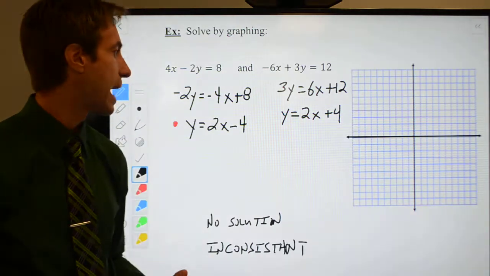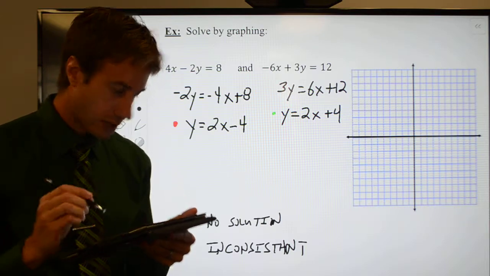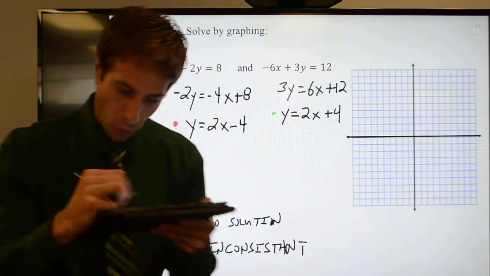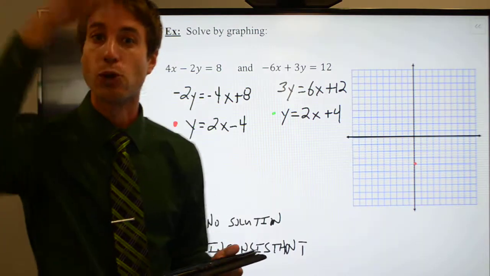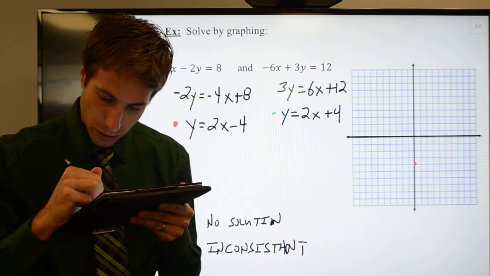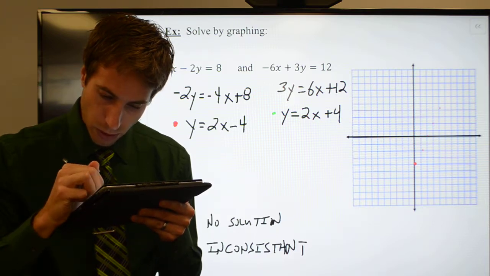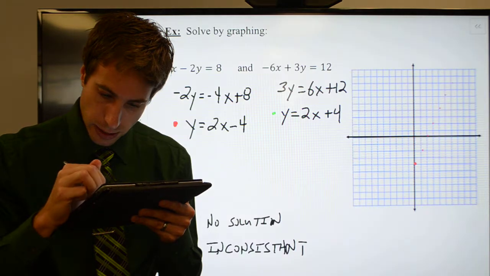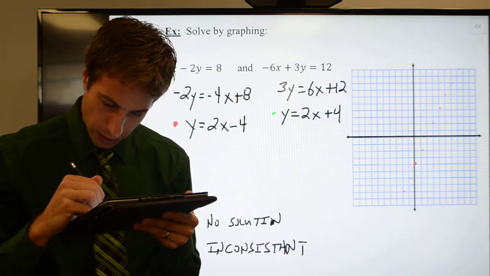Awesome. Well, let's just go ahead and graph these. Why not? I'll do this one in green. Let's throw these bad boys up there. Negative 4. 1, 2, 3, 4. Awesome. My slope is 2, so rise of 2, run of 1. Up 2 over 1. Up 2 over 1. Up 2 over 1. Up 2 over 1. Down 2 and back 1. Down 2, back 1. Down 2, back 1.